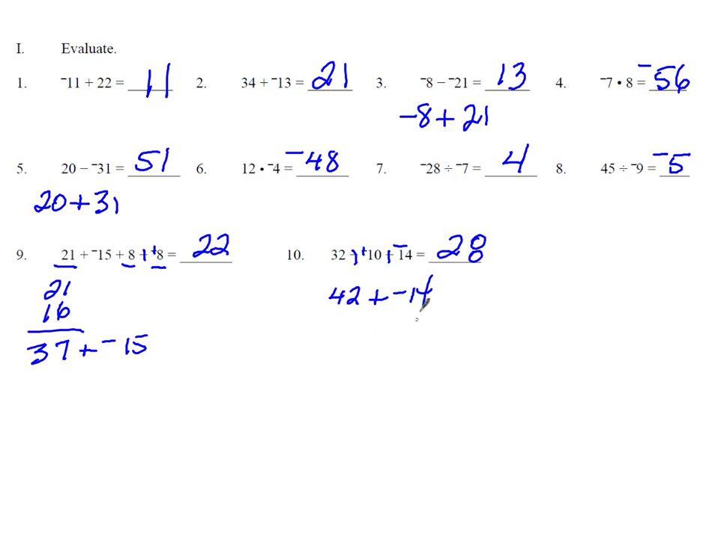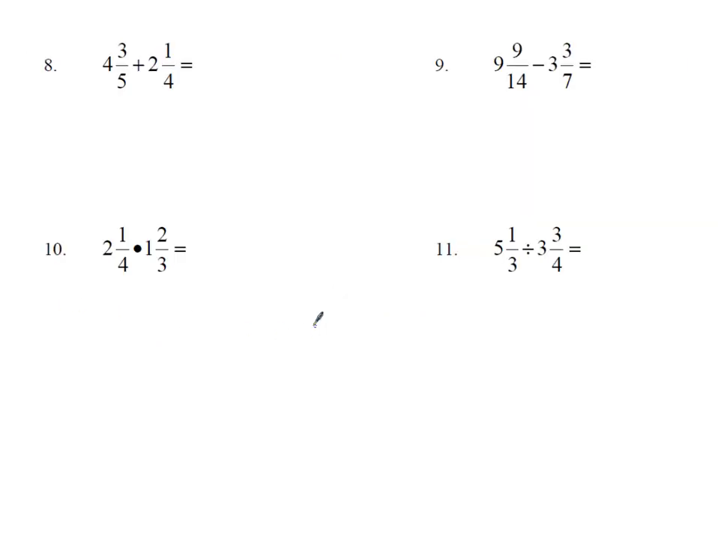So that's the first section on the test. It's the same kind of thing that we just did here, just practicing your integer rules. Then we go to mixed numbers. In addition and subtraction, we know we have to find common denominators. So in this one, I rewrite my problem so I can find common denominators. I've got a 5 and a 4, so my common denominator is going to be 20.